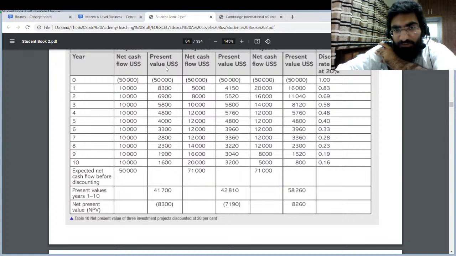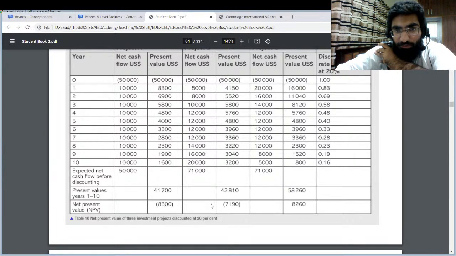Net present value is adding all the present values, whether of year 0 or of year 10. So just add 50,000 to it. You get 91,700. No, 50,000 should have been subtracted, because it's negative 50,000. It's a cash outflow. The rest are cash inflows. Minus 50,000, so you get minus 8,300. So this is the net present value.